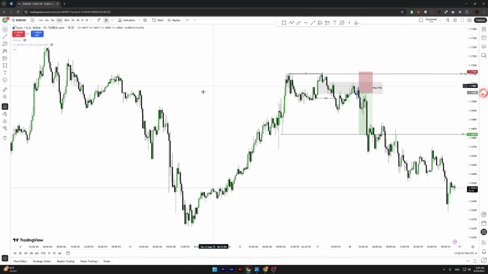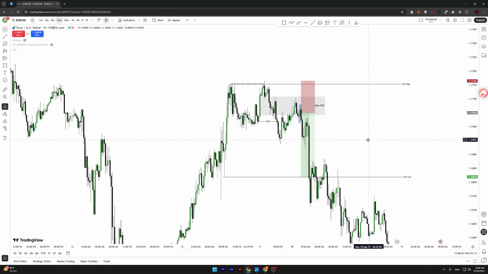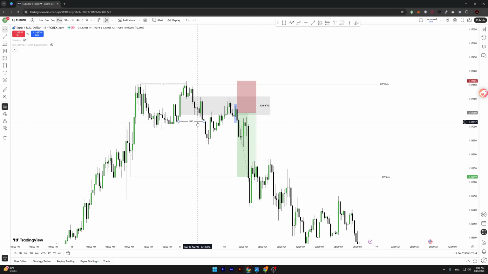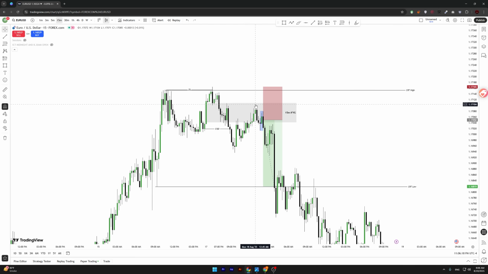Price printed the same model here. Price swept the high, created turtle soup, then price gave me a CISD with a clear IFEG. Sorry, this is FEG. Price broke through this, so this became IFEG. I was in college at this time, so I didn't take a trade from here.